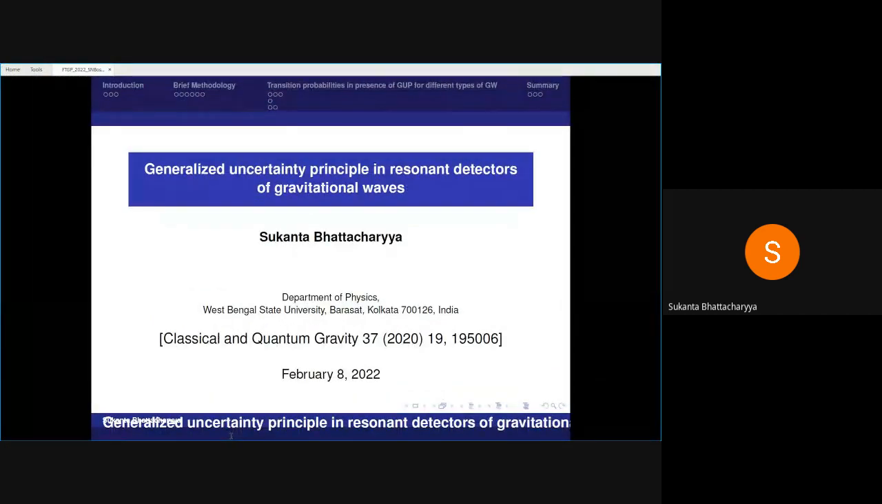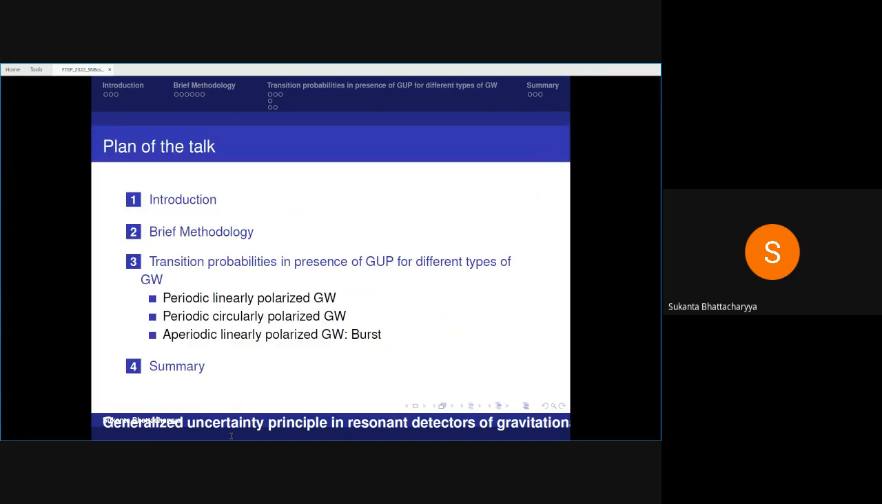First, I thank the organizer for giving me the opportunity to present my research work at the conference. Today, I shall talk on the generalized uncertainty principle in the resonant detector of gravitational waves. The journal references of this work are given here.